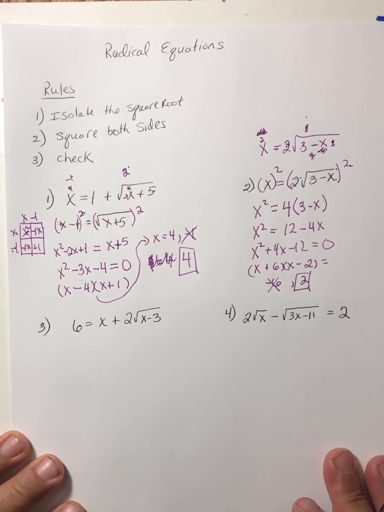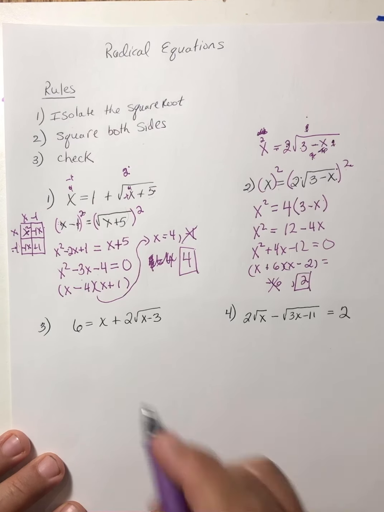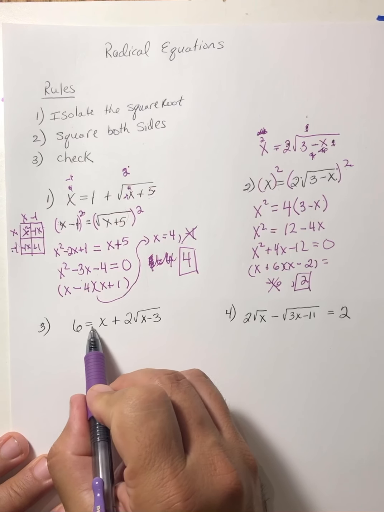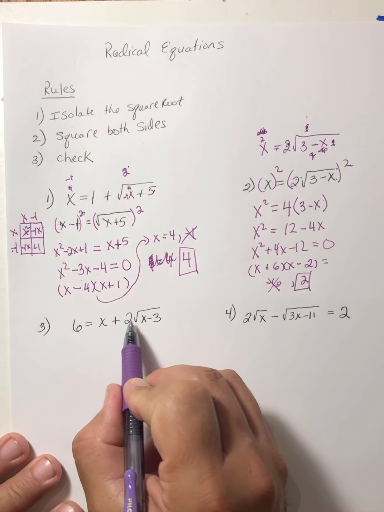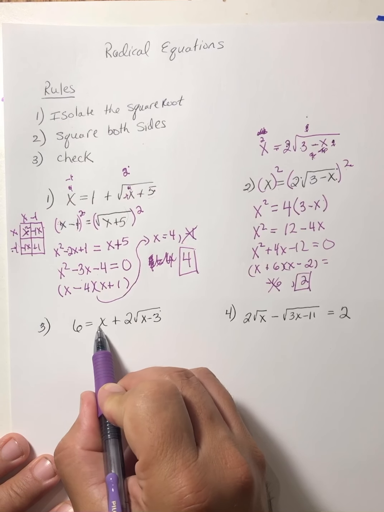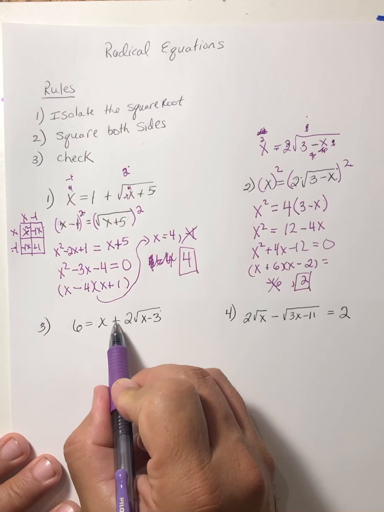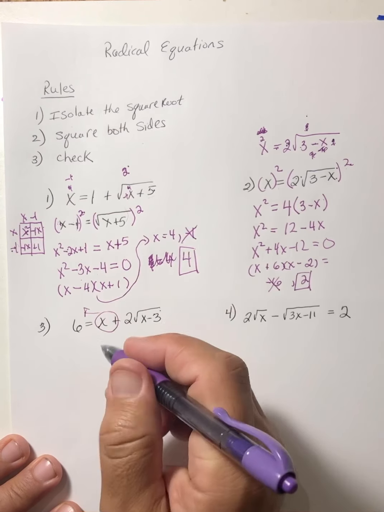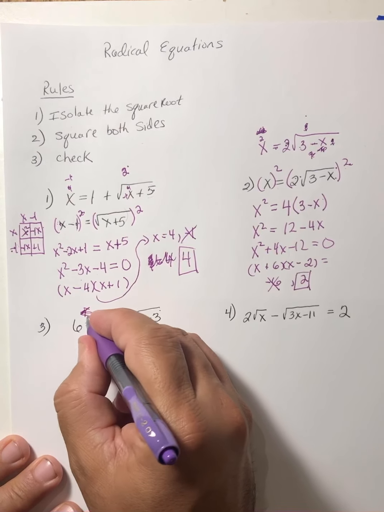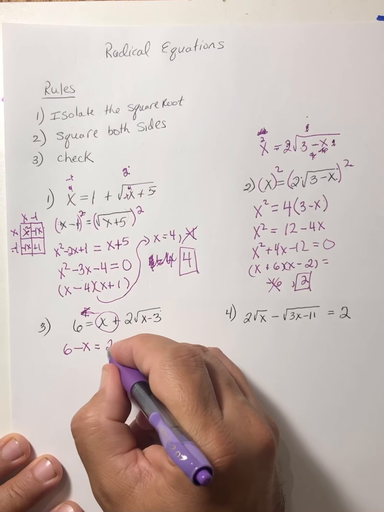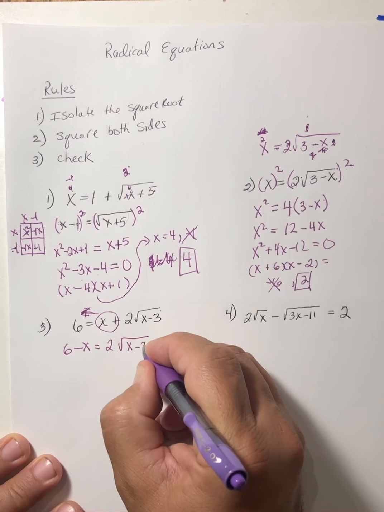All right, next one. Start by isolating the radical. See, now I have another 2 radical x here, but it's 2 times. That's not the problem. Plus x is the problem. So this plus x has to be moved to the other side. So I'm going to move this that way. Okay, so I have 6 minus x equals 2 square root of x minus 3.